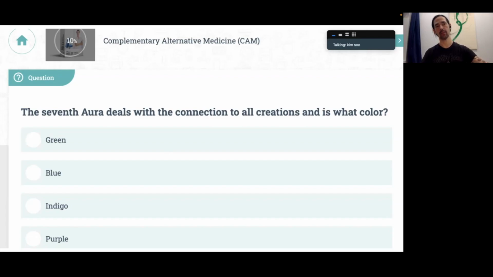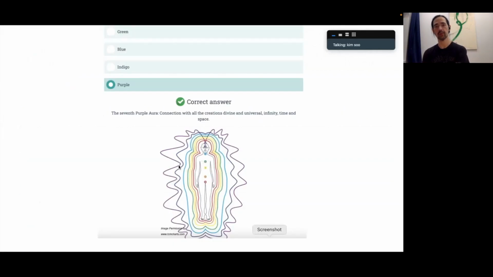Okay. I'll get into this tonight, but I really want to give you guys a much better drawing, much better images of the auras and the chakras, which we'll look at next time. The 7th aura deals with the connection to all of creation and is what color? Purple. I was confused between indigo and purple. We'll clarify that next. Purple.